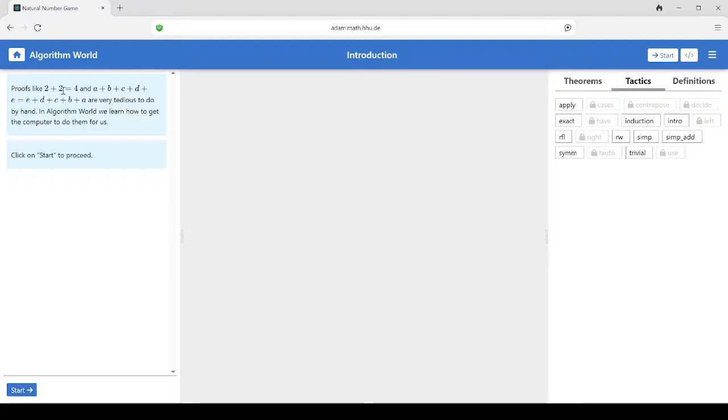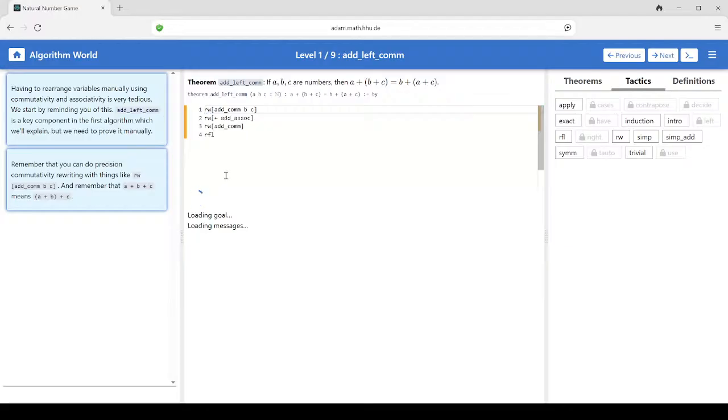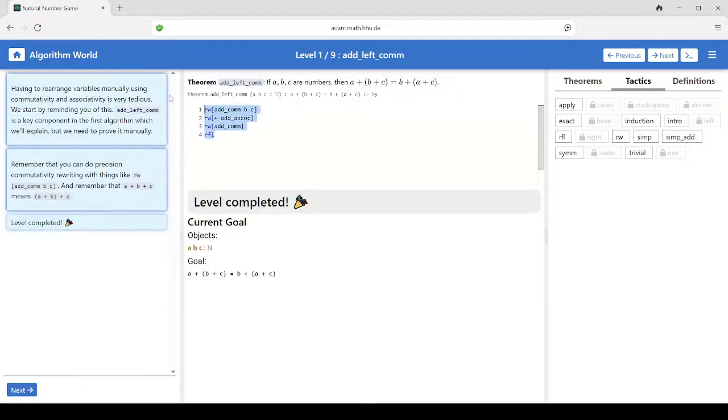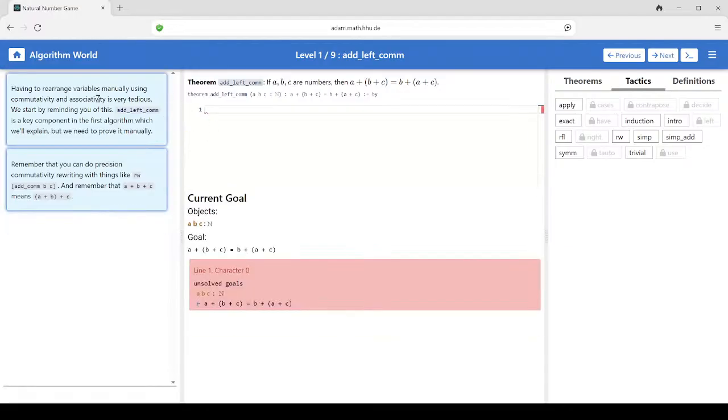Right, so proofs like 2 plus 2 equals 4 and a plus b plus c plus d plus e equals e plus d plus c plus b plus a are very tedious to do by hand. In Algorithm World, we will learn how to get the computer to do them for us. Alright, so delete that before I get a chance to read it.